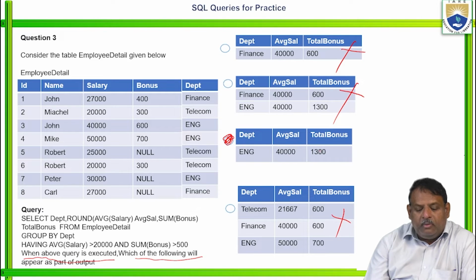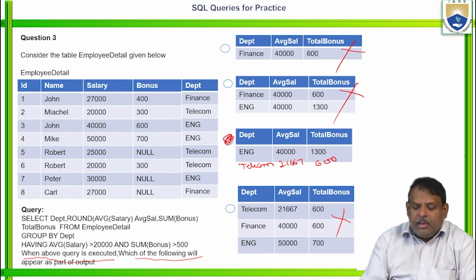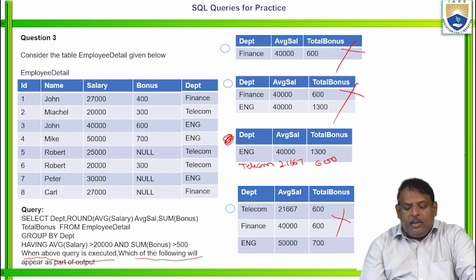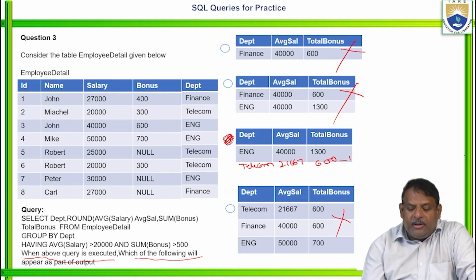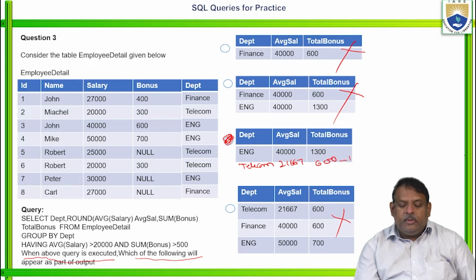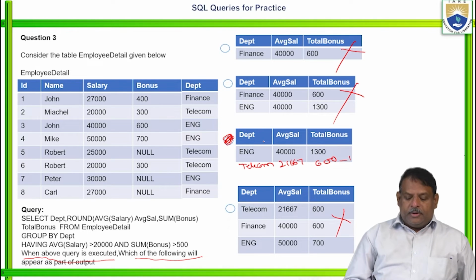40,000, 1300. And what is the other record? It is telecom, 21,667 and 600. So the part of the answer is only, there are two records. This is the first record, this is the second record. They said which will be a part of the output. It is not saying the entire output. It is only saying the part of the output. So the answer is C here.